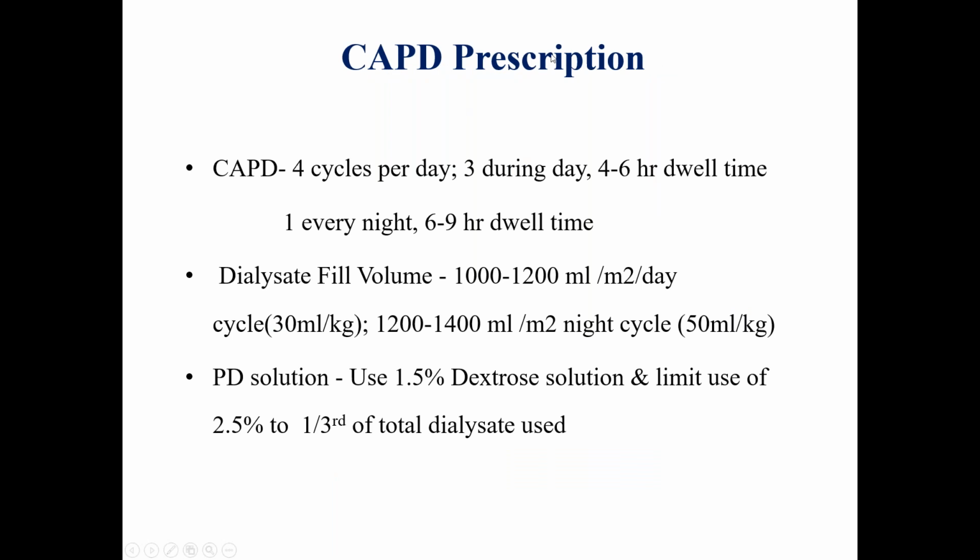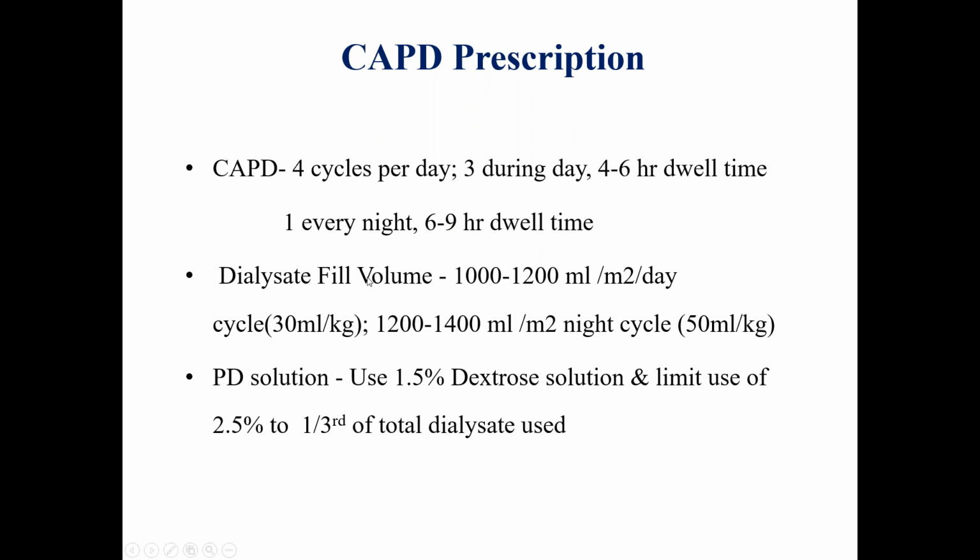Now, if you look at a typical chronic ambulatory peritoneal dialysis prescription in a pediatric age group, it would be 4 cycles per day, 3 during the day, sorry, and 1 during the night. And the typical dwell time, the dwell time is the time during which the fluid will stay inside the peritoneal cavity. It varies from 4 to 6 hours in the night to 3 to 4 hours during the daytime. So this is a typical peritoneal dialysis, and you need dialysate fluid volume.